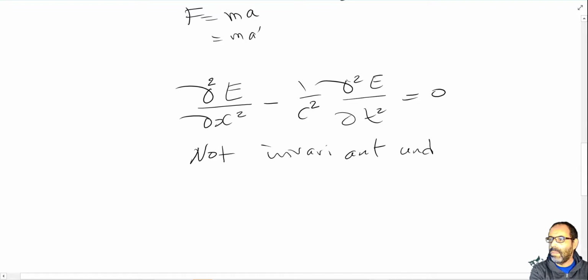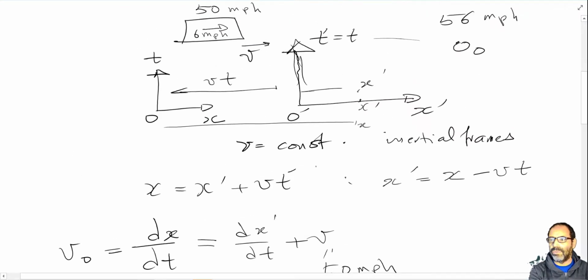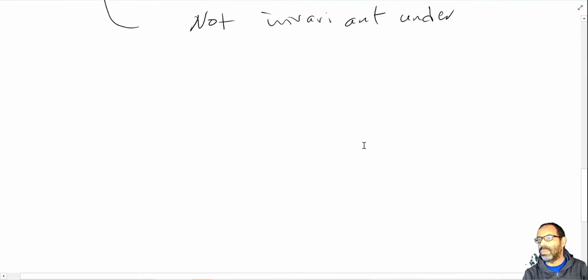under Galilean transformations, which are these transformations. These are the Galilean transformation from one frame to the other and vice versa. Okay? And this equation, if you like. Okay, so those are the equations. So there was a problem. We know there was a problem.